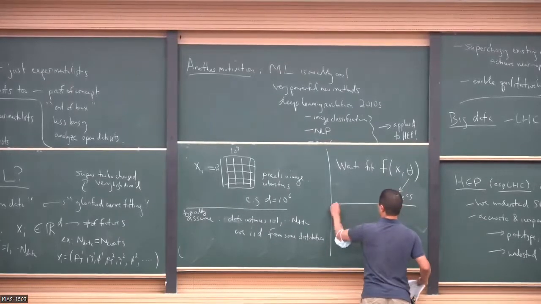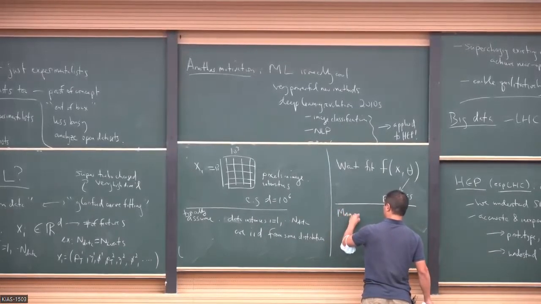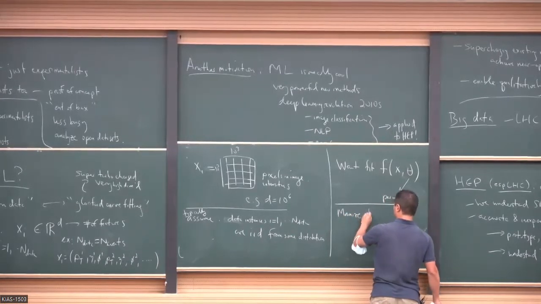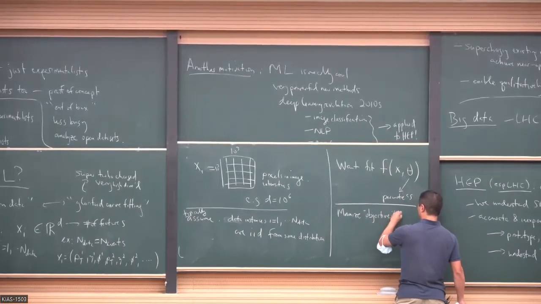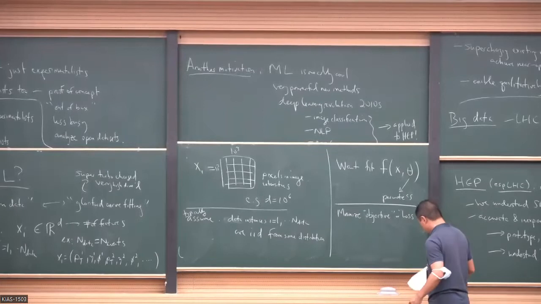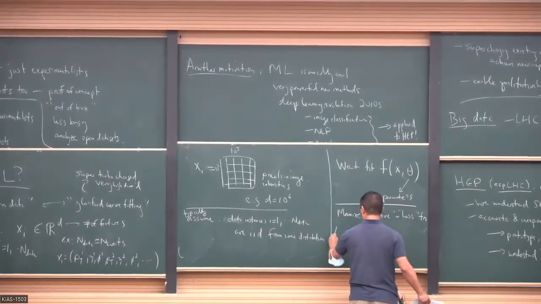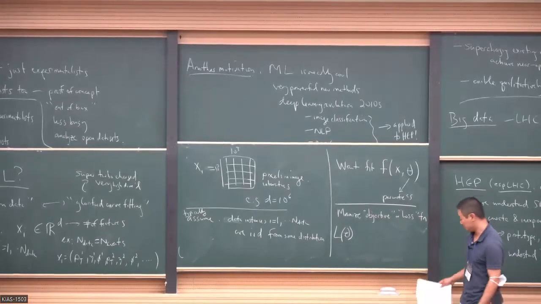So we want to minimize some objective or loss function. Okay? And so this loss function is a function of the parameters, right? That's what we want to minimize.